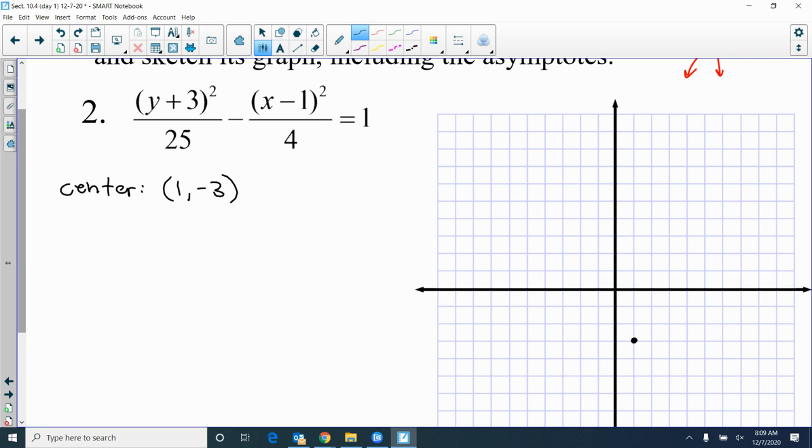A squared would be 25. A squared is always underneath the positive piece. Yes, A squared is 25, so that means B squared is 4. So that means my A is 5. That means my B is 2.